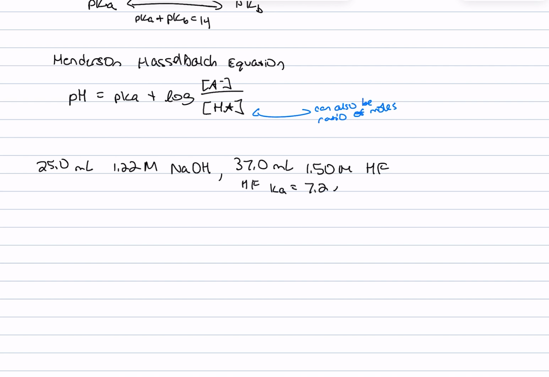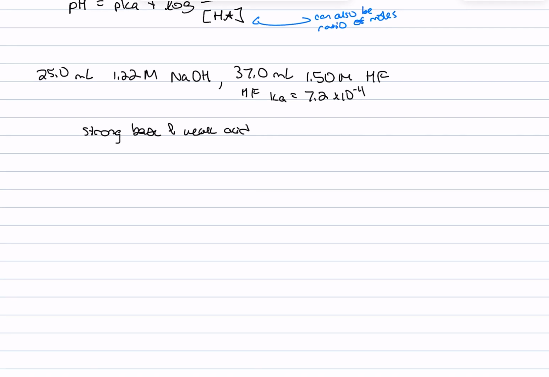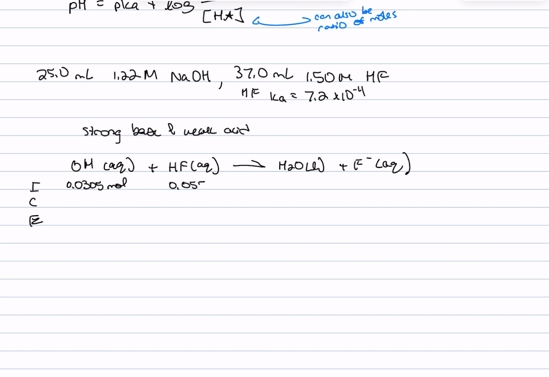Since it's not one of the strong acids, which are HCl, HBr, HI, H2SO4, HNO3, HClO4, and HClO3. So we can write out the reaction of OH- aqueous plus HF aqueous goes to H2O liquid plus F- aqueous. Since sodium is a spectator ion, and from there we can set up ICE, so we can calculate this into moles. So there's 0.0305 moles of OH- to begin with, and 0.0555 moles of HF, and we discount H2O since it's liquid, and there's 0 of F-.